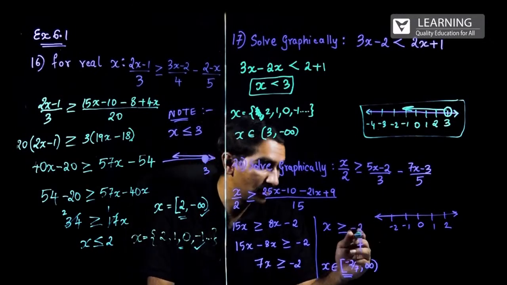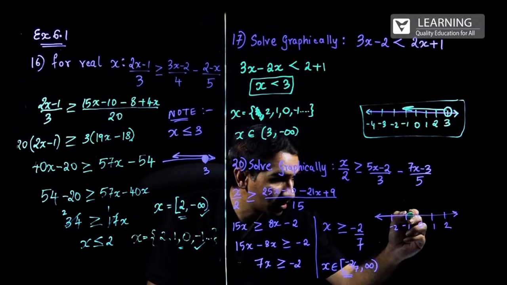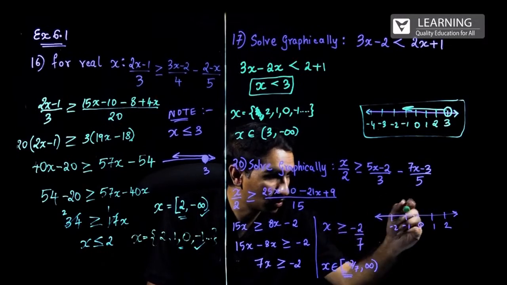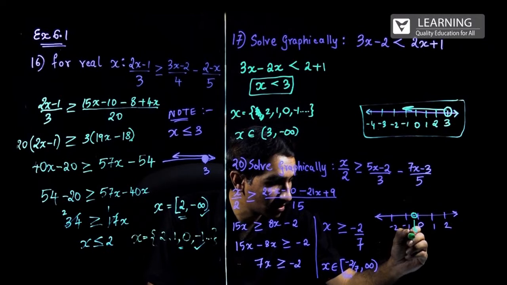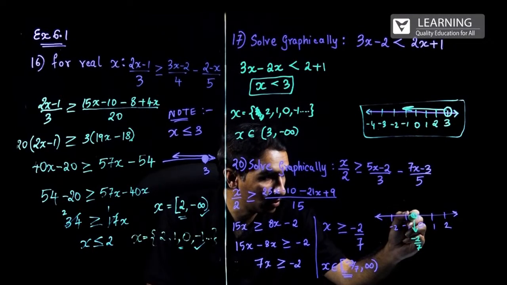So minus 2 by 7, where does it come? It comes somewhere here. And it is equal to, right? So what you have to do, draw a circle. So this point is minus 2 by 7. Equal to means we have to include. So shade the circle inside like this.